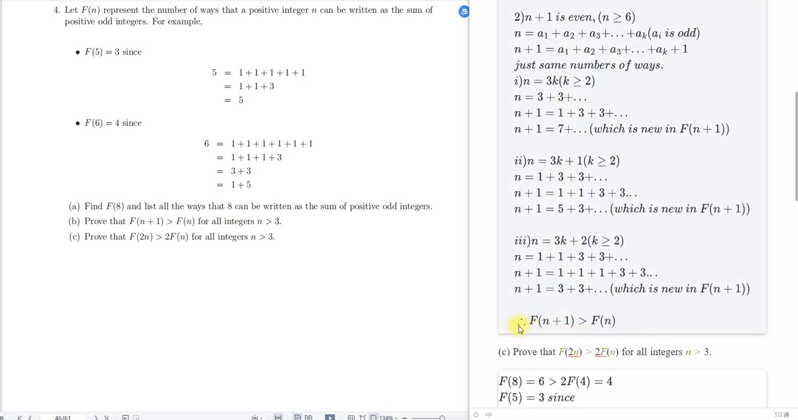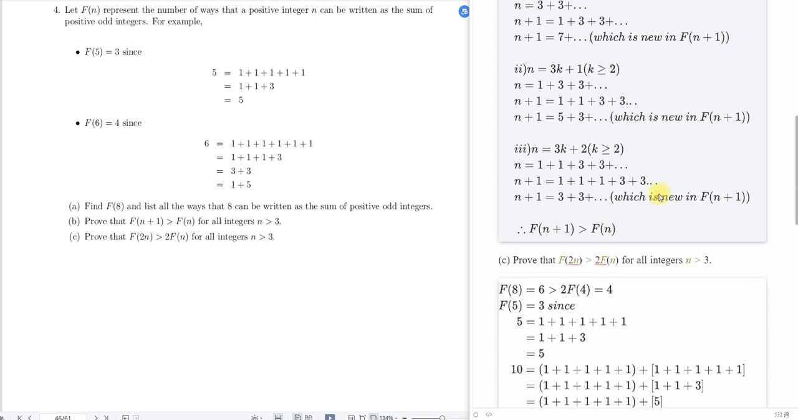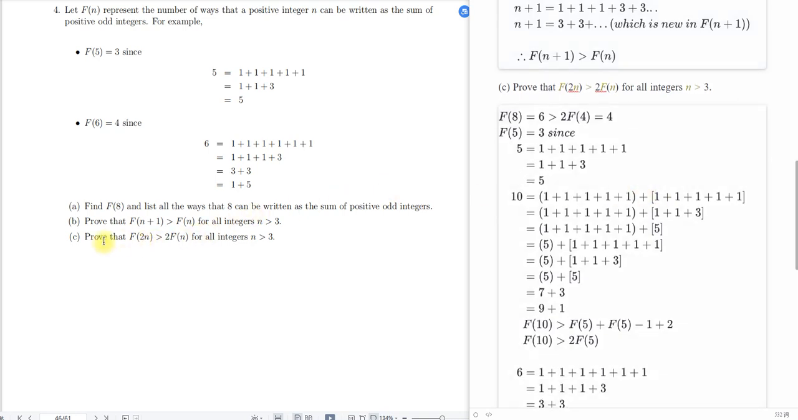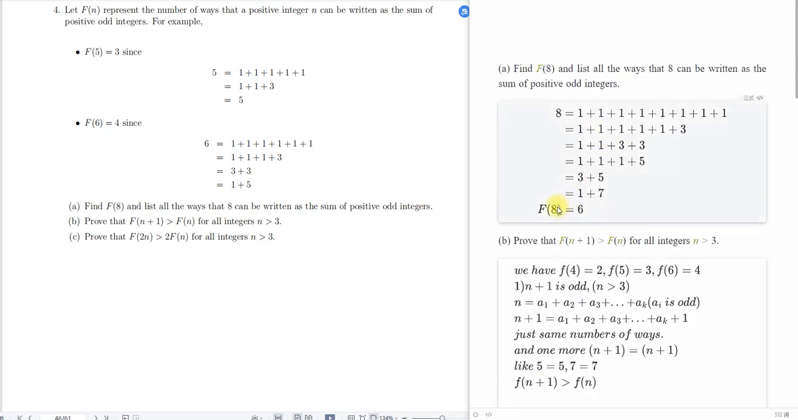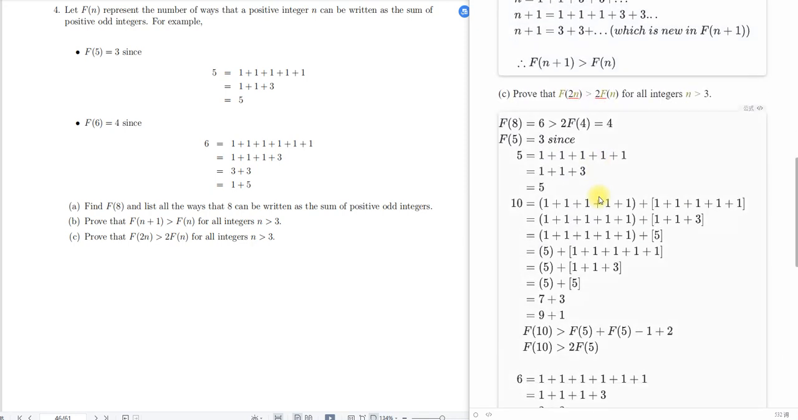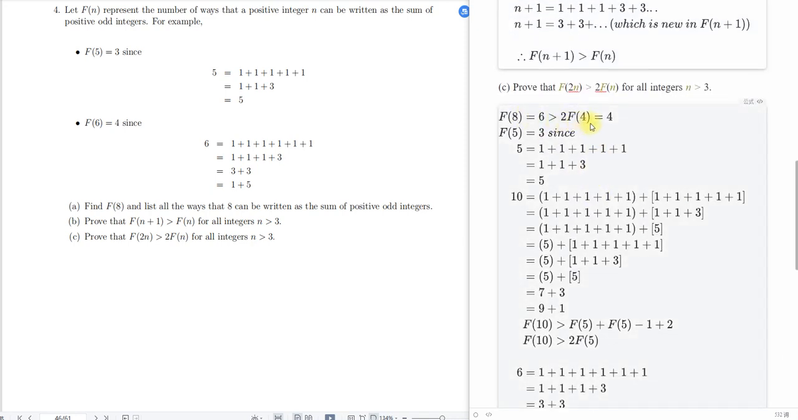So we are down here, so that f(n+1) is greater than f(n). Okay, let's see part C. Prove that f(2n) is greater than 2f(n) for all integers n greater than 3. Okay, let's try. We already know that f(8) is 6, the answer of part A. And f(4) is 2, and 2 times 2 is 4. So 6 is greater than 4.